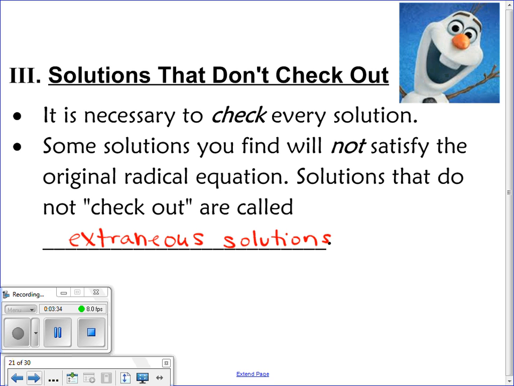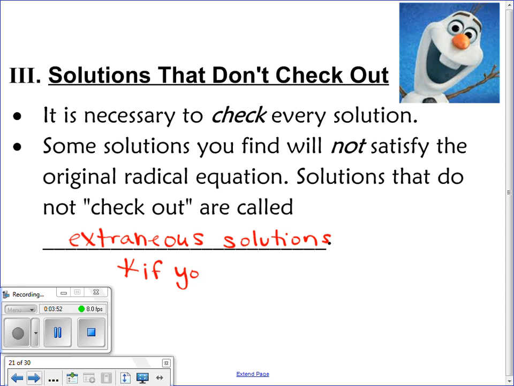Now, as a good math teacher, I should tell you that you should check every single answer every time you solve. As a lazy mathematician, I'll be honest, I don't check everything I do. I trust my abilities that I solved it right. But there are certain problems that you have to check, and this is the type.